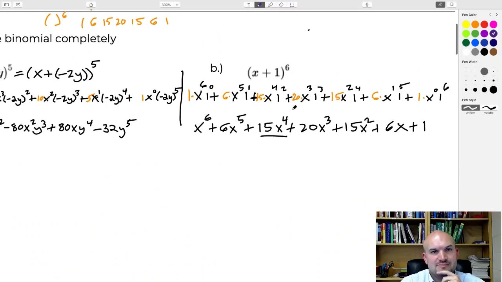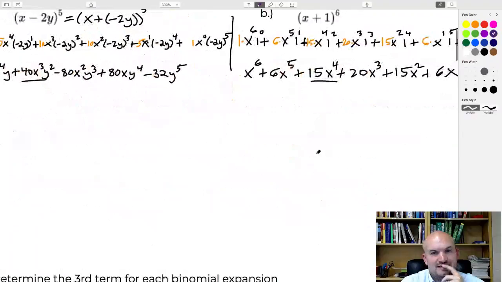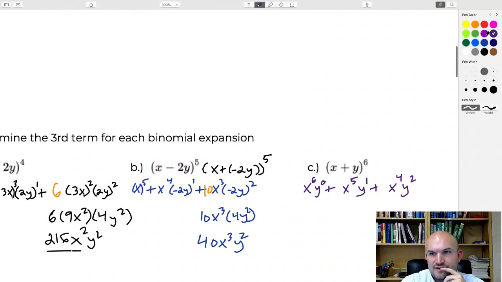But then we want to look at the expansion to the sixth power on Pascal's triangle. The third term is going to be a 15. So therefore, I will write a 15 in there. And there's really no more math that I need to do here. So therefore, my answer, my third term, is 15x to the fourth y squared. So there we go, guys.